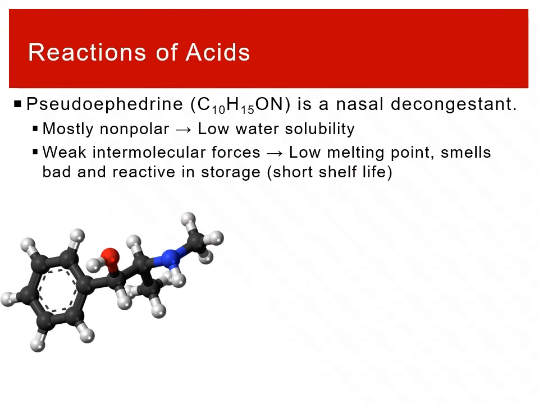And this is extremely common in pharmaceuticals. So pseudoephedrine, C10H15ON. This molecule, the 3D structure is shown in the bottom left there. That's a nasal decongestant. So if you get it inside a human's nose, you can clear up, say, sinus pressure, those sorts of things. So this has good or desirable properties as a medicine, but it's got some problems.